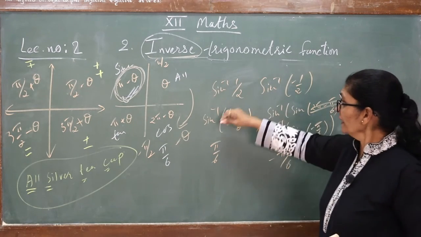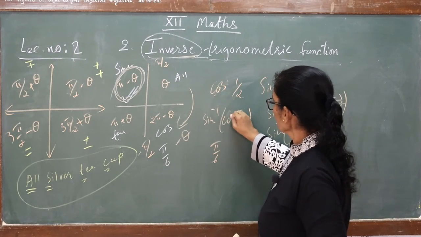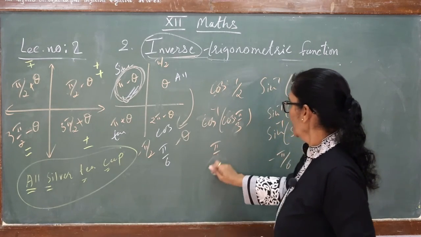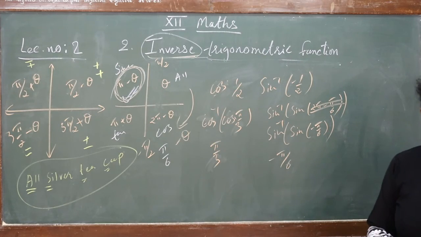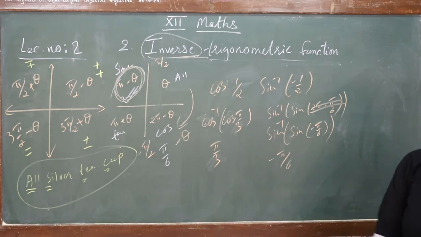But in place of sine, if cos is given, then what to do? Cos pi by 6 you can write as pi by 3, and your answer is cos pi by 3. That is it. Okay, in a similar way you can continue with all the terms.